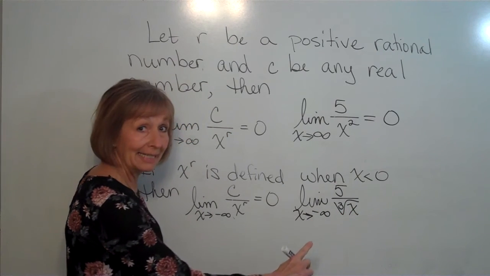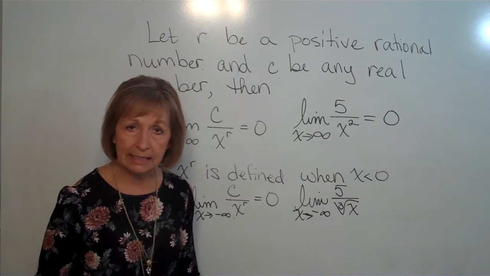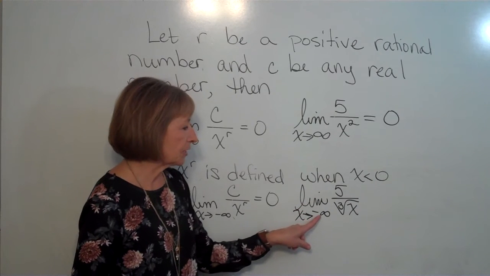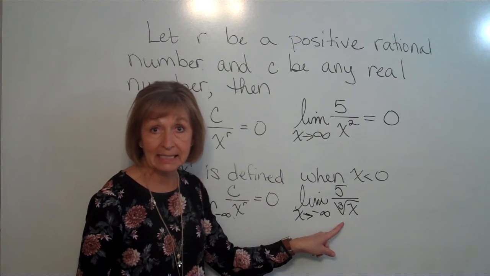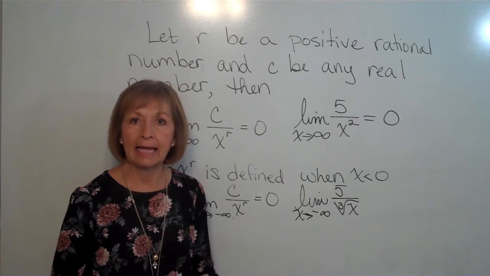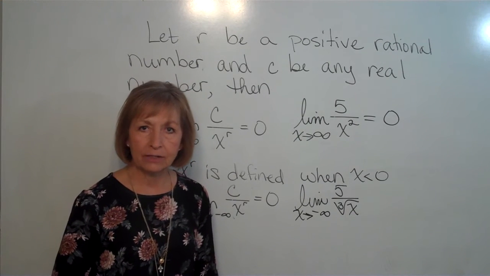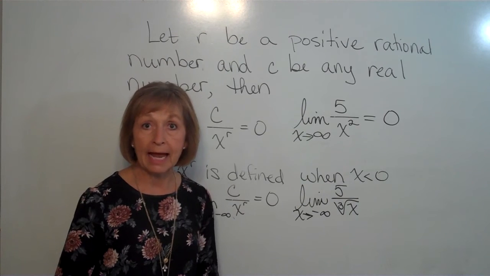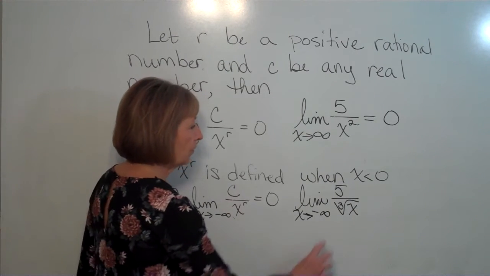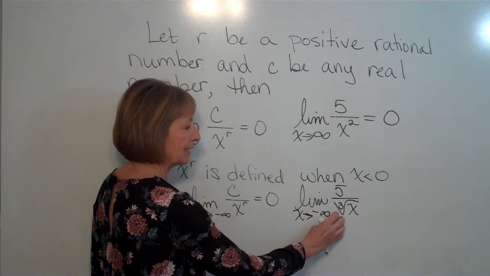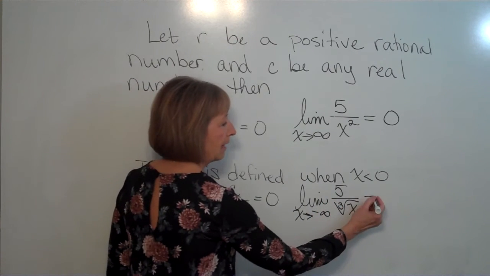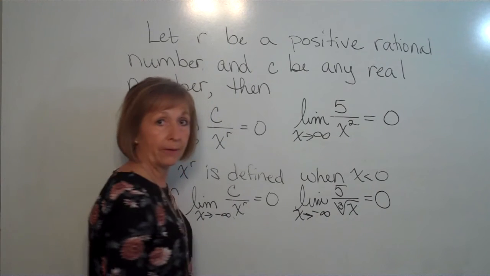It's okay for an odd index, or they could even have written that as the limit as x approaches negative infinity of 5 over x to the 1/3 power. Means the same thing as this. Odd index, I can take an odd index root of a negative number and have a real answer. So that is defined. And this constant divided by a denominator that gets big, that fraction goes to 0.